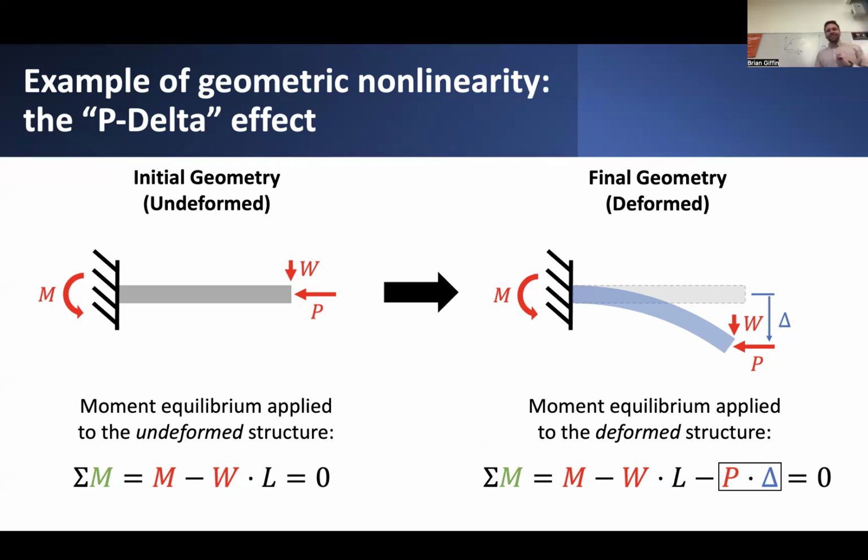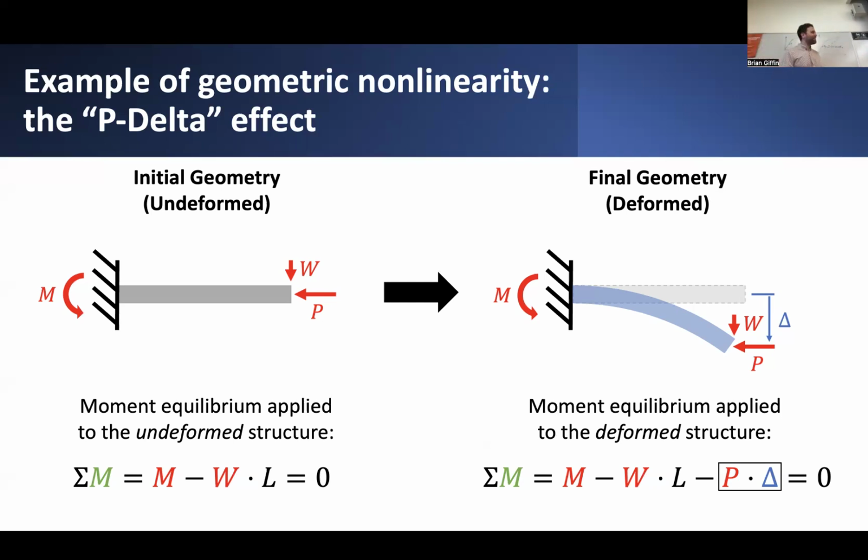And under those conditions, if I were to do the same process, pose moment equilibrium, and then figure out exactly what this reaction moment is, I would notice that it actually differs from that sum of moments equation that I got if I posed equilibrium assuming that the structure was perfectly rigid and stayed totally straight. If it deforms even a little bit, this delta actually starts to contribute some amount of moment that's proportional to this moment arm delta multiplied by the axial load P. And in general, this effect is sometimes referred to as the P delta effect.